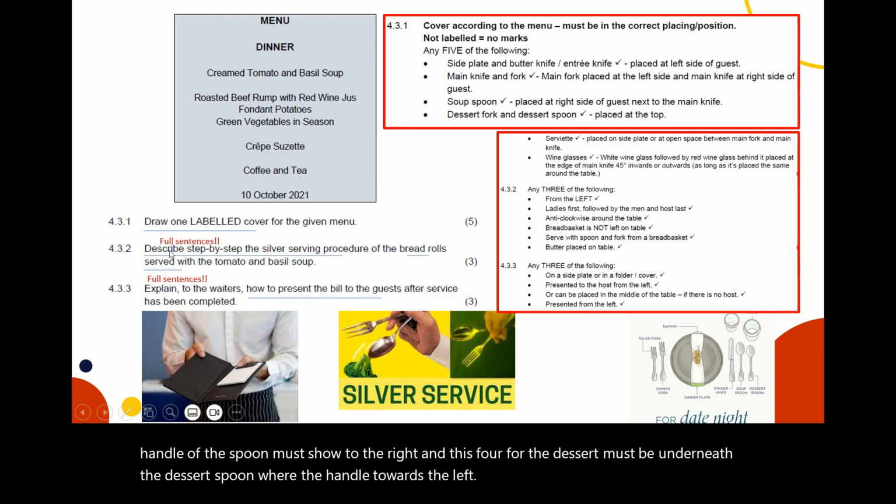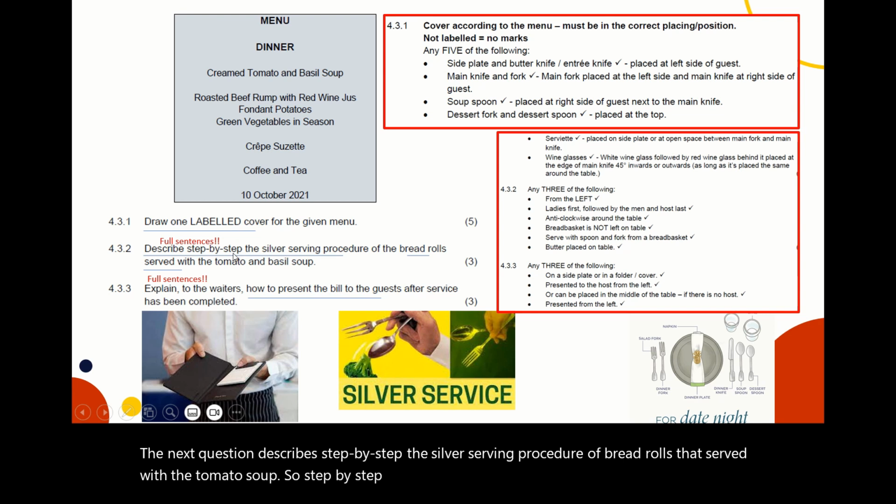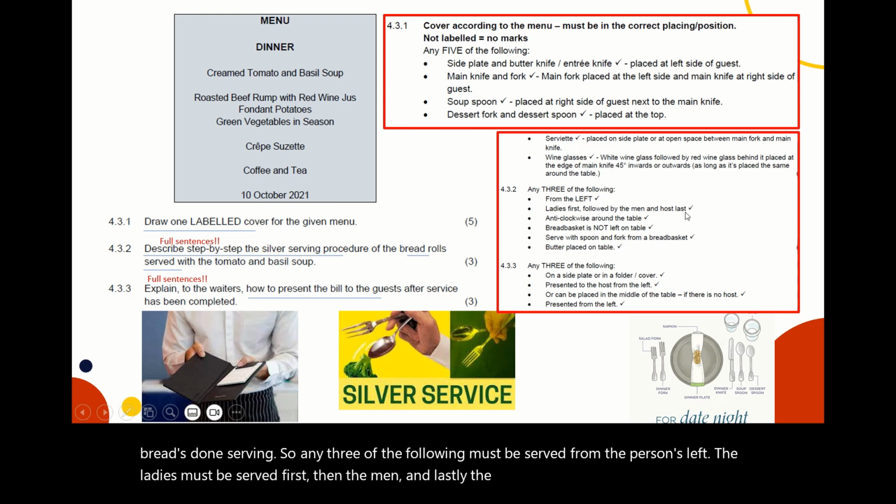The next question describes step by step the silver serving procedure of bread rolls that's served with a tomato soup. So step by step, what will you do first, then the second step, until the bread's done serving. So any three of the following must be served from the person's left. The ladies must be served first, then the men, and lastly the host. You need to go anti-clockwise around the table.